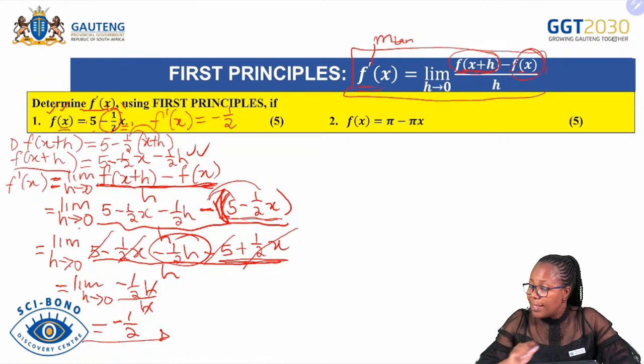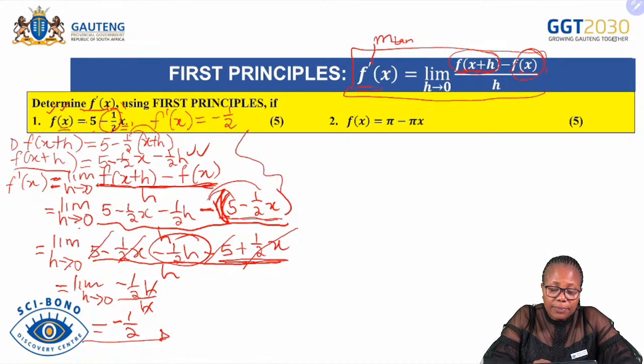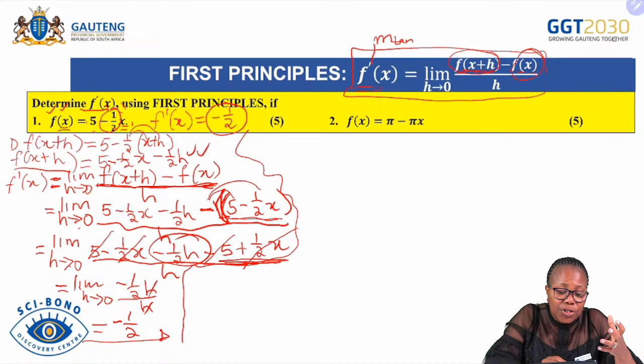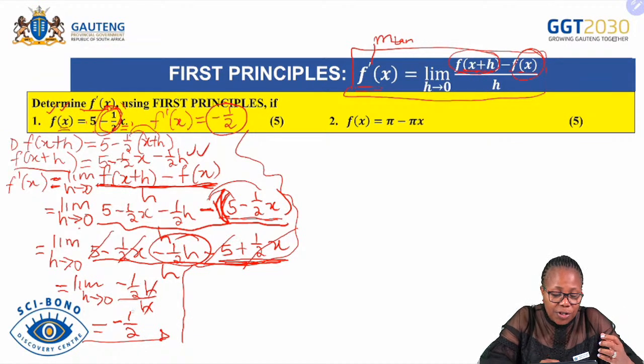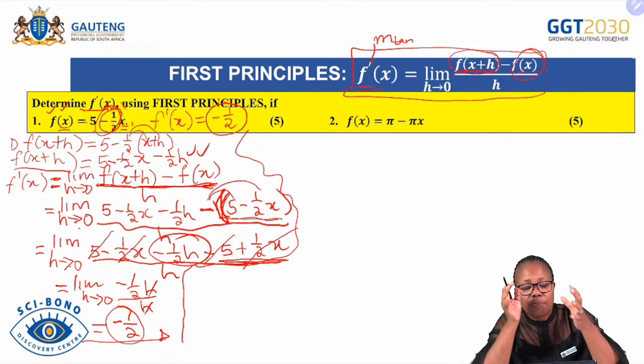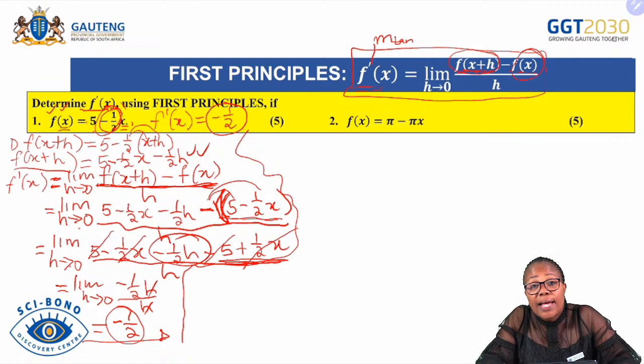Okay. And then the second example, let's look at this. What is the expected answer? Remember, I indicated to you how to predict your answer, okay? The coefficient of x will be your answer. Can we predict the answer for number 2? Yes, the coefficient of x is minus pi. Therefore, for our derivative answer here, we're expecting it to be minus pi.